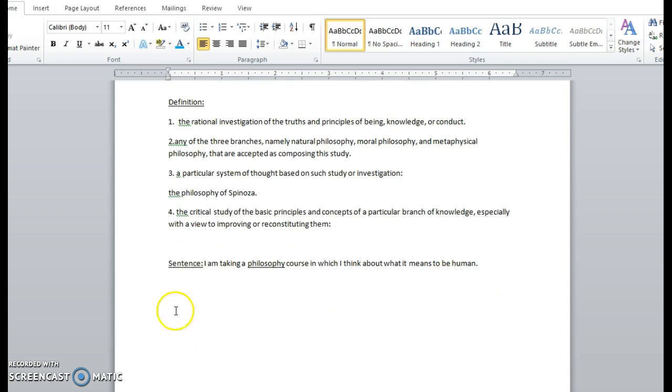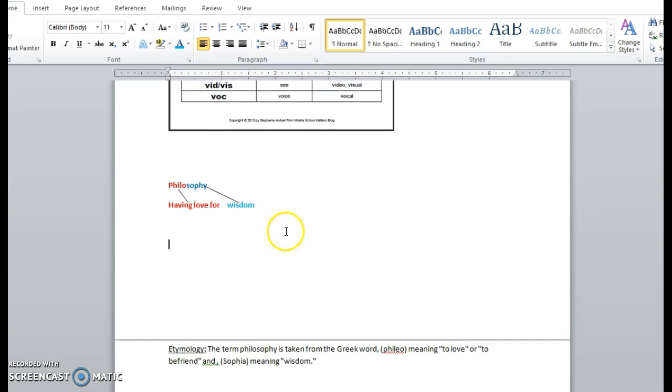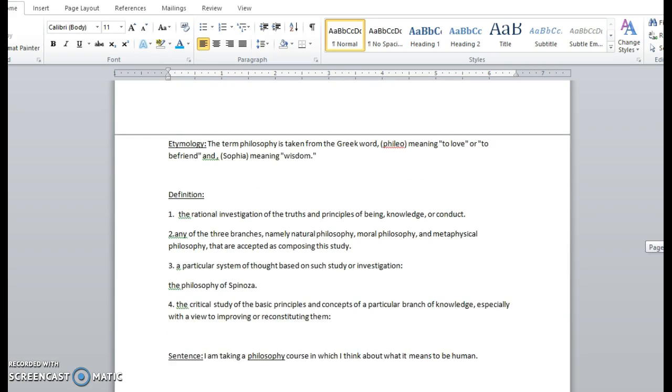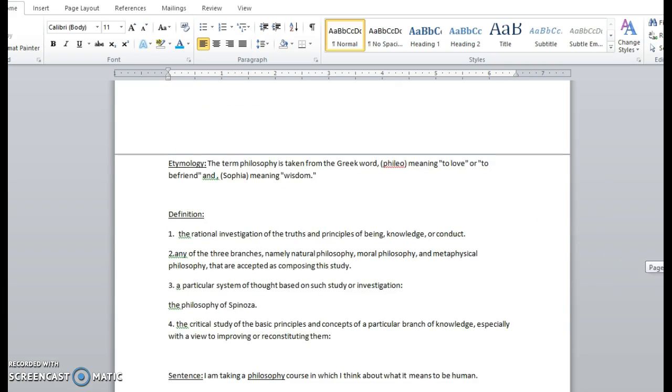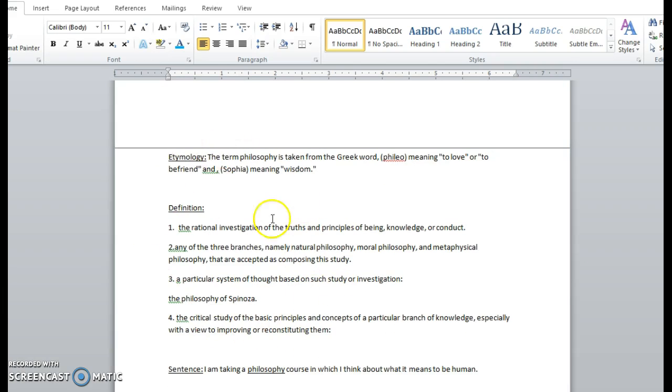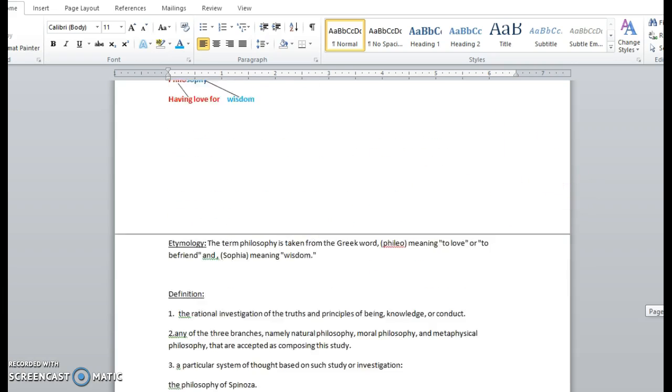I want you to write a sentence. So here's my sentence. I am taking a philosophy course in which I think about what it means to be human. Okay, so you probably already have heard the word philosophy, so you can kind of see how we get the love of wisdom, and how the word parts help give us and explain the definition. Okay, so this is what I want you to do if you're doing a word breakdown with the colors, break down the parts, explain to me the etymology, give me the definition, and then use it in a sentence. So your definition doesn't have to be this long. It can just be one sentence or two.